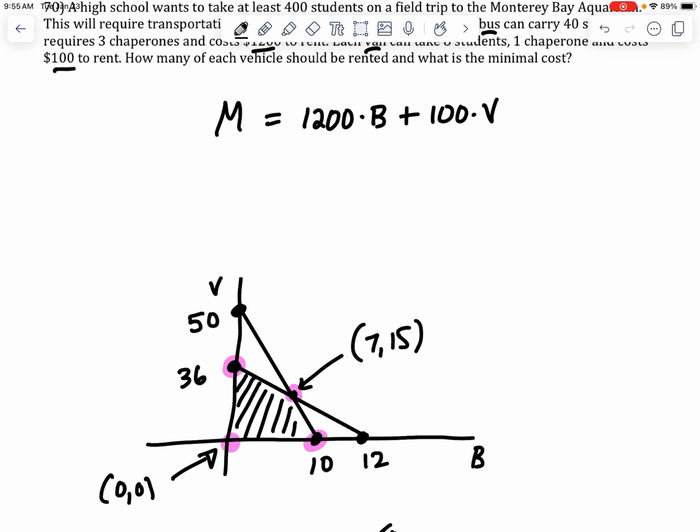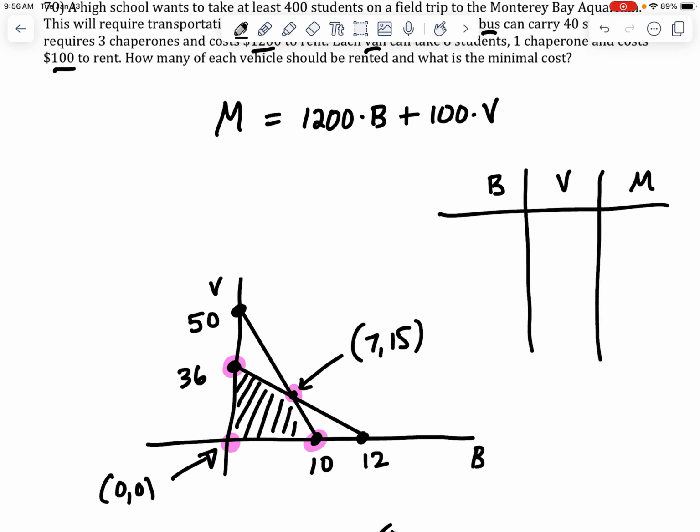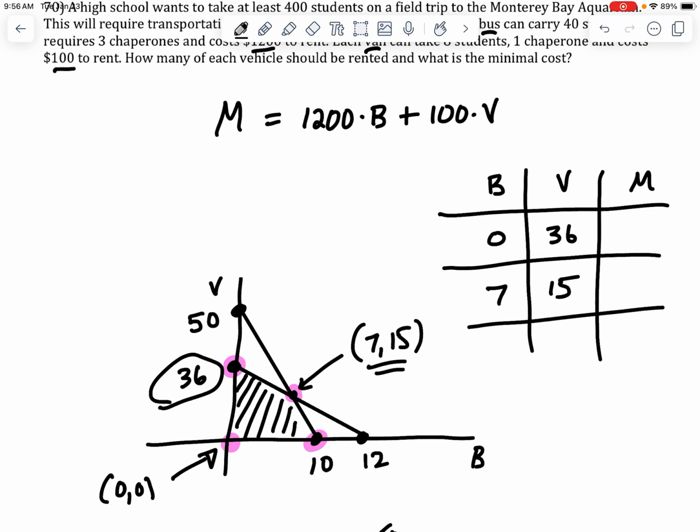So now I'll just make a little table of values. So if I have this many buses, if I have this many vans, then it's going to cost this much money. And this point is saying you have 36 vans and 0 buses, and then we'll plug that in and find out how much money. This one is saying 7 buses and 15 vans, and then we'll plug that in and find out how much money. And then finally this one is saying just take 10 buses and 0 vans, and then how much money. So I just need to find out what these 3 are, and whichever one's the smallest, that's going to be the winner.